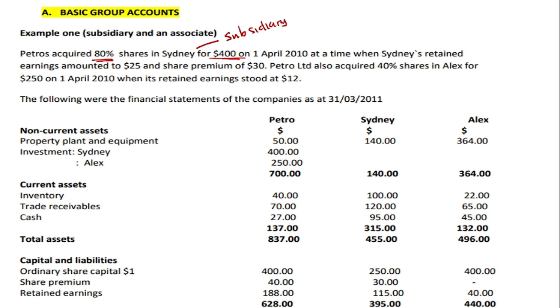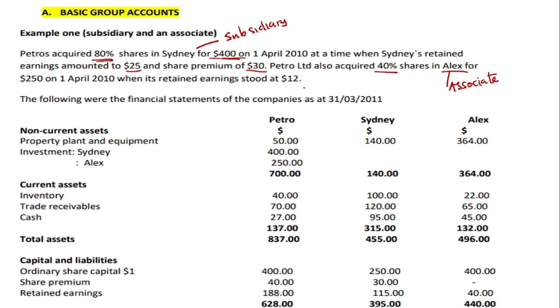Okay, and we are told at that time, when the Sidin's retained earnings amounted to 25 and the share premium 30, the same company also, Petro, acquired 40% of the shares in Alex. So in this case, Alex is called an associate. Okay, so this question would help us to consolidate a subsidiary as well as an associate.